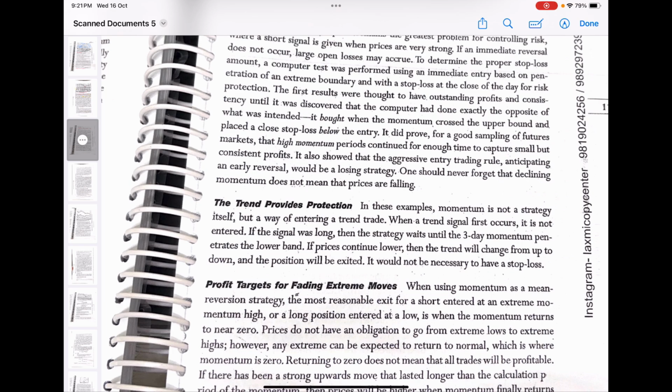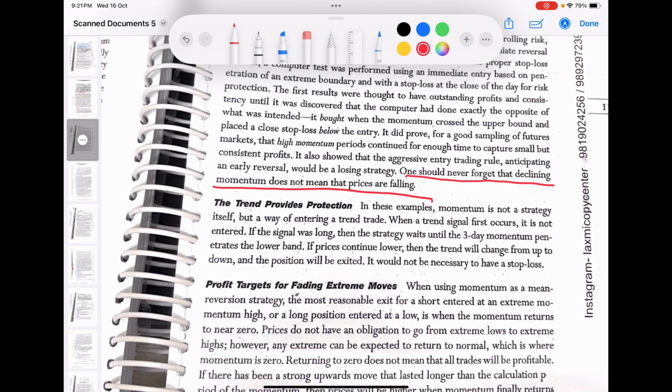One more thing you need to know. One should never forget that declining momentum does not mean that the prices are falling. Momentum does not talk about the direction of the price. Momentum is just talking about the strength of the trend. If the price is going up and the momentum is going down, that means that the uptrend is not strong. If the price is going down and the momentum is going up, that means that the downtrend is strong. That doesn't mean that the price is now going to go up. Do you understand what I'm saying? It only talks about the momentum of the trend, be it whatever trend. Whether it is an uptrend or a downtrend, momentum just talks about the strength of the trend. It has nothing to do with the direction of the trend.